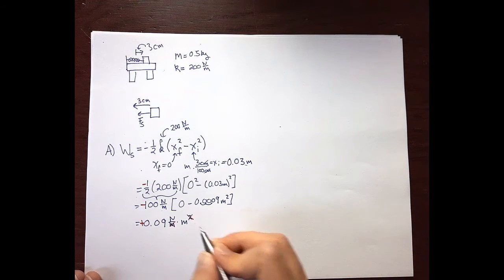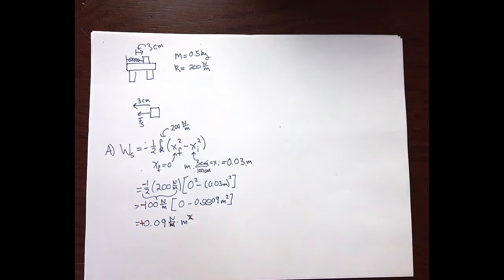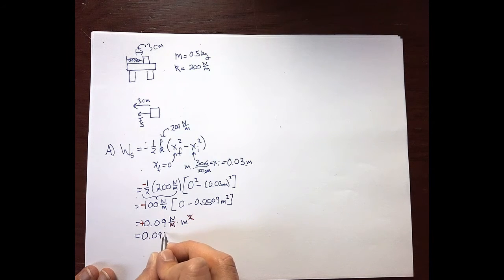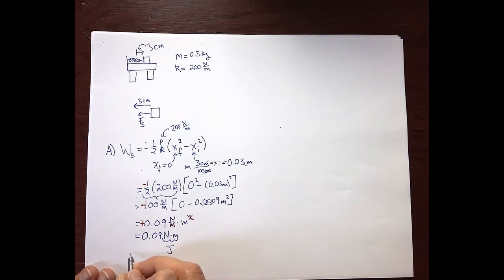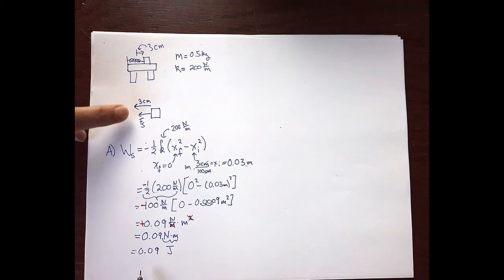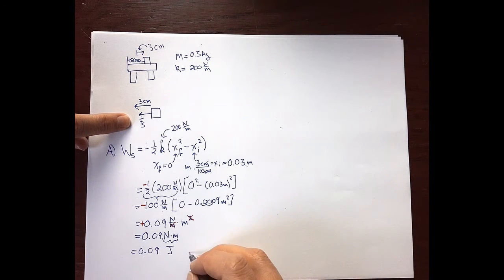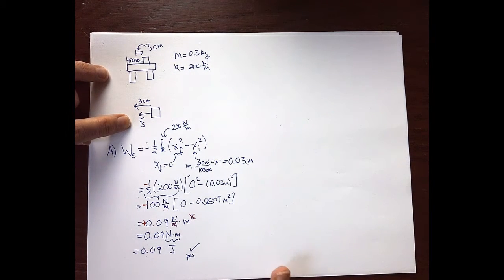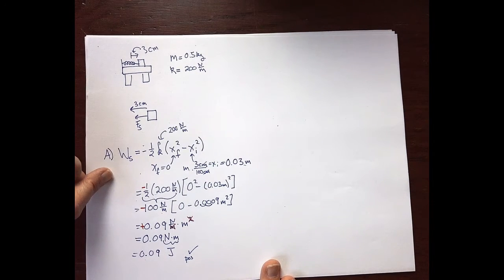So meters and meters, there we go, those cancel. And for the work done, we get positive 0.09 newtons times meters, and newtons times meters are joules. So 0.09 joules. Okay, should the work be positive? The displacement is this way and the force is the same direction. It should be positive. Okay, so that's good. So that's the answer to A.